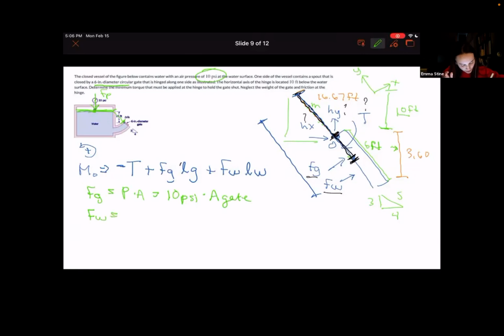Force water equals what it always equals, which is on page 18 or 20 of the book, the one I was struggling with, which is gamma water times HC times A. Gamma water we know, you guys got that. HC doesn't change with the axes. While Y changes with the axes, HC doesn't. So it's literally going to be this length to the centroid of this. Ugly, ugly drawing.